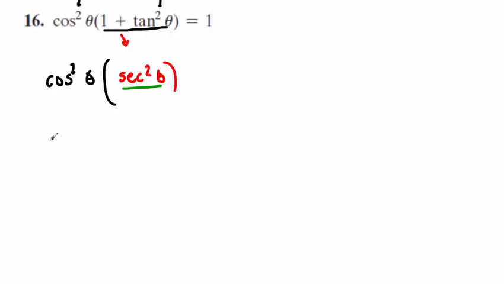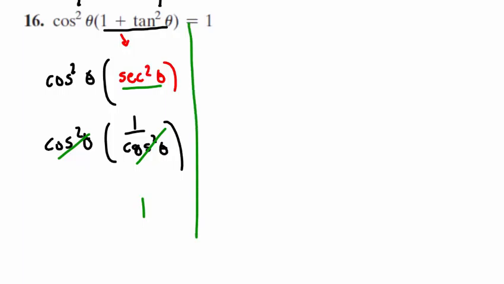So I'm going to leave the cosine squared theta alone. And I can transform secant squared theta. We know that secant is 1 over cosine, so secant squared is 1 over cosine squared. So now I have cosine squared in the top and cosine squared in the bottom, so I just get 1 on the left side. And on the right side, we said that was supposed to equal 1, and we did prove that, and that checks out.